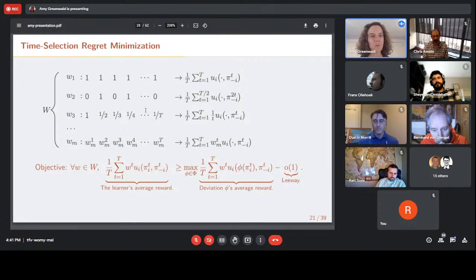So it can do very well on even days, and it can do very well on odd days. And each of those days gets to pick the best expert. Sometimes we think of them as experts. Pick the best deviation or expert to compare itself to on each of those days. Okay, so that's time selection regret minimization.